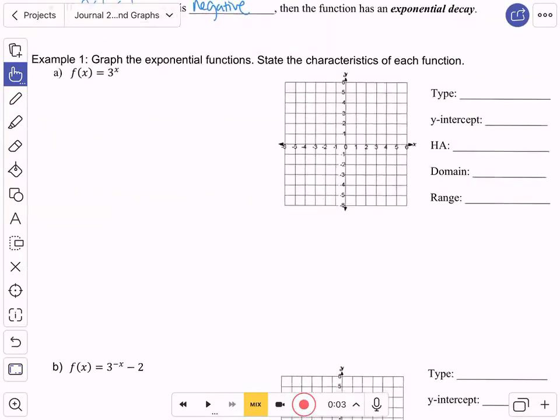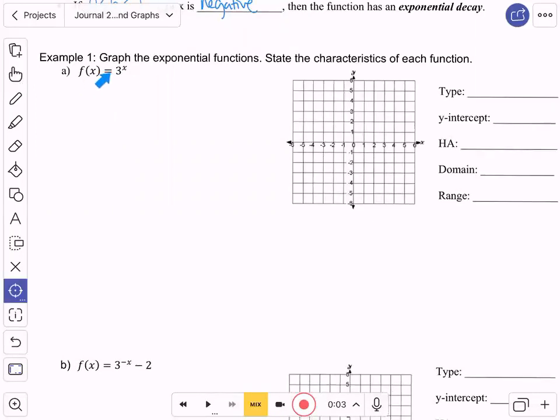In example one, we are looking at this equation here, f of x equals 3^x. If I want to graph this, I need to make a t-chart so I can plot some points. I always recommend plotting at least 3 points when it comes to exponential functions, so that you get a better graph. But we're also going to need to write down some characteristics: is it decay or growth? Is it increasing or decreasing? Where's the y-intercept, the horizontal asymptote, domain, and range?